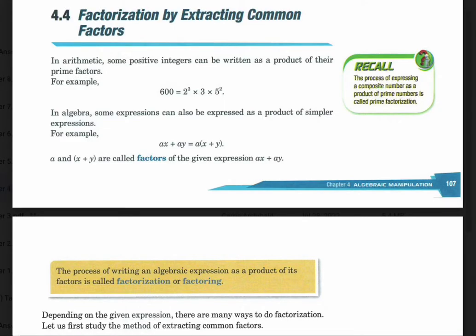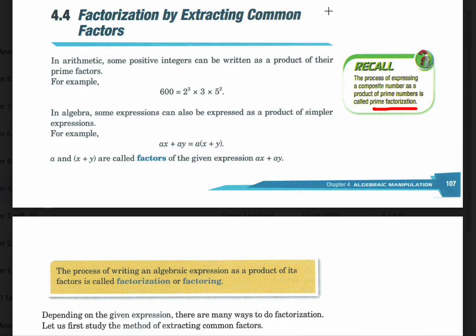Everyone, today our topic is how to factorize by taking out the common factors. So you'll probably recall from previous lessons when we talked about prime factorization, that prime factorization was when we took a composite number, a number that can be broken down into many different products, and then we broke it down into the product of prime numbers.